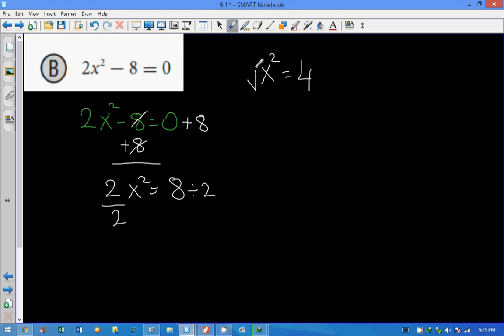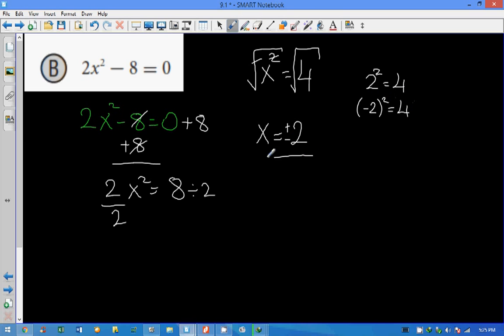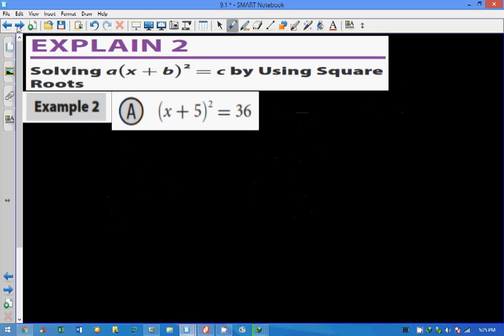So when you take the root on both sides, the square and root cancel each other out. x equals the square root of 4, which is 2 and negative 2. Why? Because 2 to the power of 2 is 4, and negative 2 to the power of 2 is also equal to 4. That's why we have two correct answers: x equals 2 and x equals negative 2. Let's move on to the next explanation.